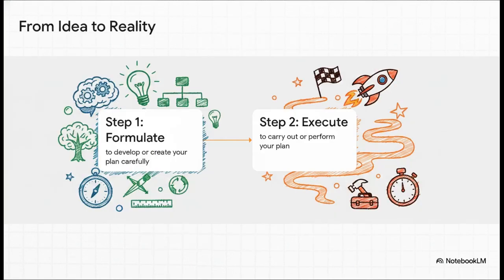And here's that process, broken down. Step 1, you formulate a strategy. That means you think it through, you develop it, you create your plan really carefully. And then, after you've done that, comes step 2. You execute that strategy. You actually do it. You carry it out. See? It's a simple, logical flow from your mind to the real world.